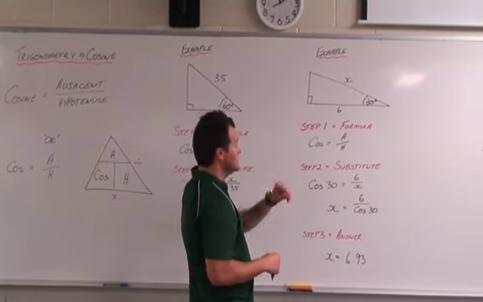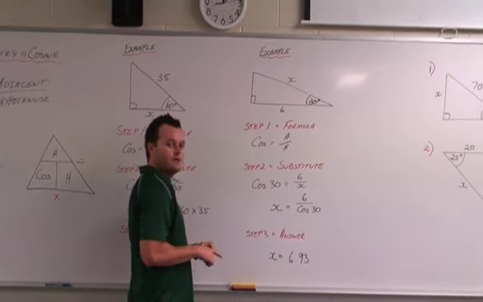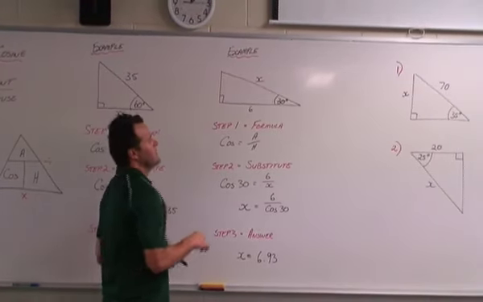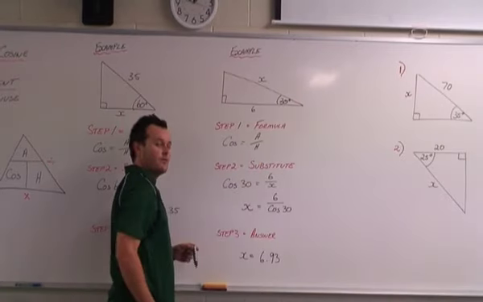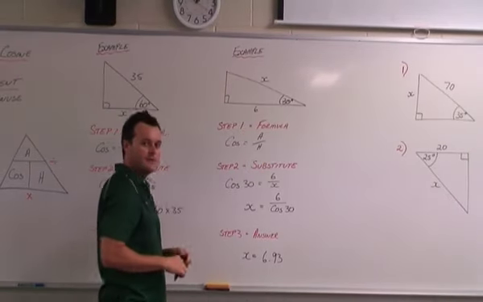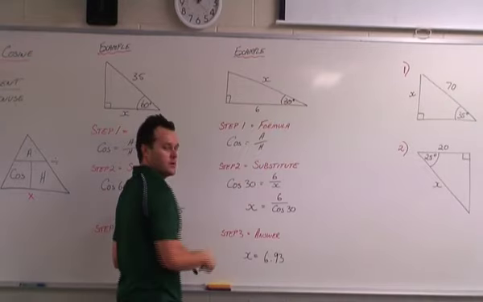Nice and easy. Example number 2, right angle triangle again. Bad writing, it's a little bit dodgy. Looking at the angle, we're given 30 degrees. This time we're given the adjacent side. We need to find our hypotenuse.